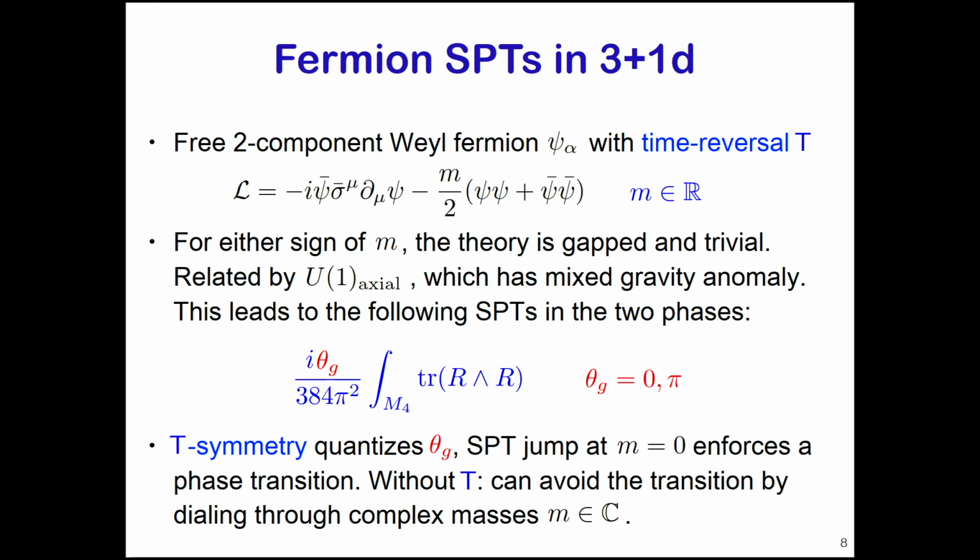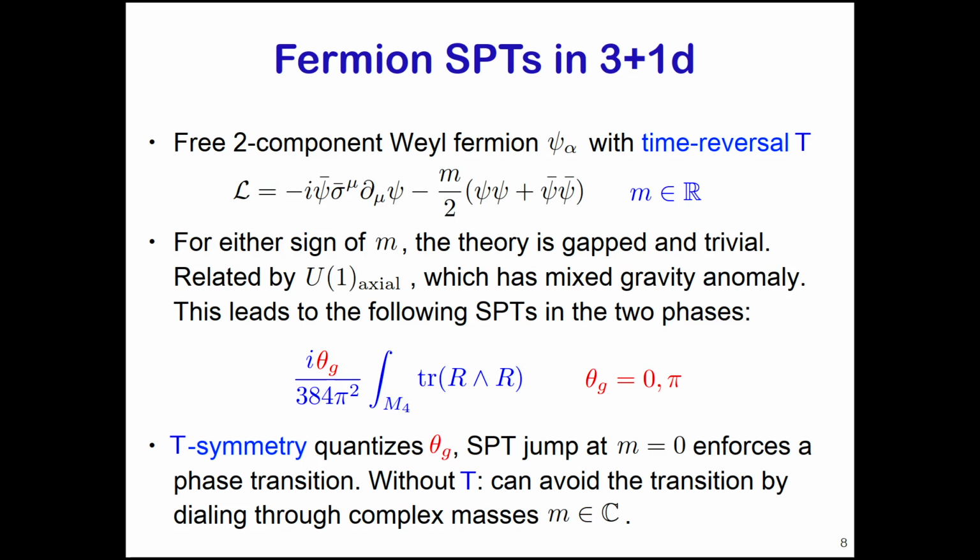So if m is non-zero, the theory is gapped. And moreover, if you are naive about it, you would say that the theory for positive and negative m looks exactly the same, because there's an axial symmetry that relates those two masses. But one has to be a little bit more careful.